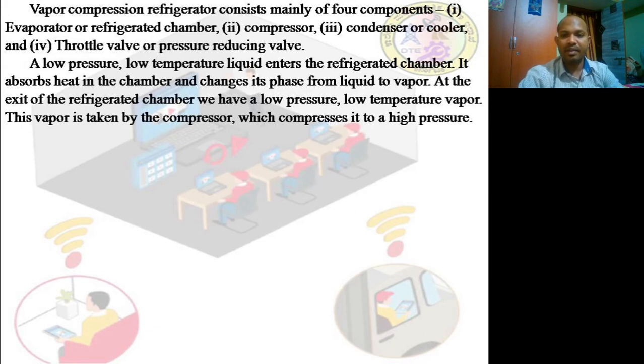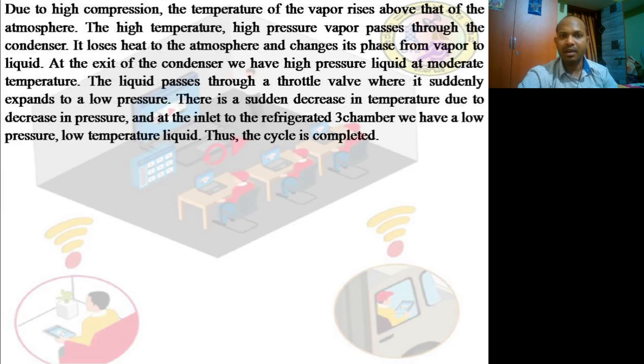Vapor compression refrigeration consists mainly of 4 components: the evaporator or refrigerator chamber, the compressor, the condenser or cooler, and a throttle valve or pressure reducing valve or an expansion valve, or any other means which reduces the pressure. A low pressure, low temperature liquid enters into the refrigerated chamber. It absorbs the heat in the chamber and changes its phase from liquid to vapor. At the exit of the refrigerated chamber, we have a low pressure, low temperature vapor.